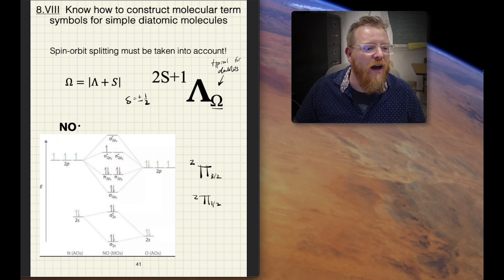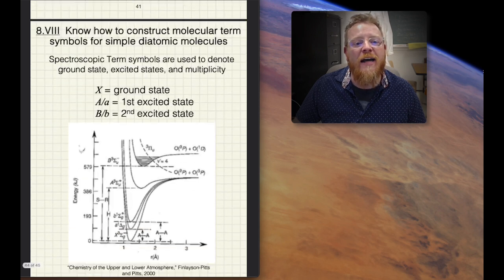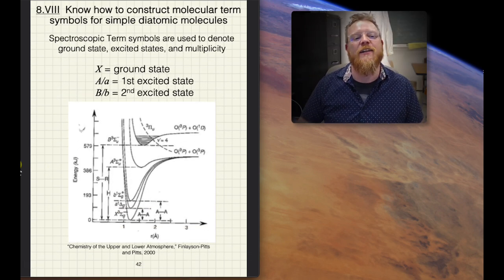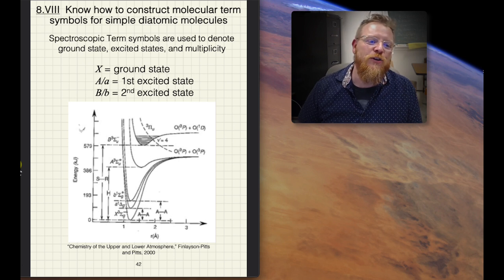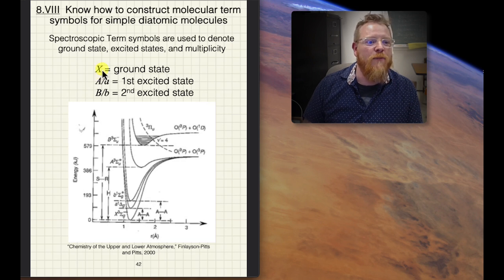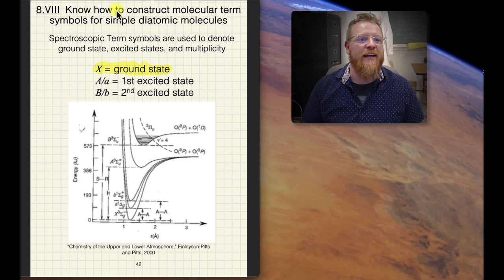Okay, so how do we apply all of this? Well, I lied. I did say there was one. That was the last term symbol. There technically is one final term symbol for molecules, and that is to indicate what state we are in. So X marks the ground state. So this is universally accepted. We use an X to indicate the ground state.